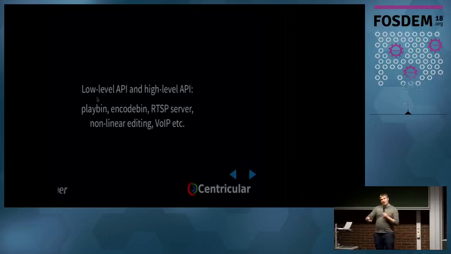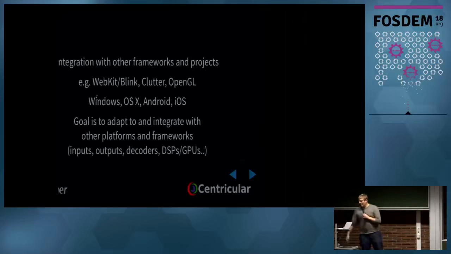We have a low-level API to give you full control. We've got some high-level convenience API for things like playback and encoding and video editing and stuff like that. We have an RTSP server library that lets you easily stream stuff over RTSP, all these kinds of things. And we don't try to make unreasonable assumptions, so you can use it everywhere. You can integrate it in your browser, you can use it in OpenGL applications, whatever you want, you should be able to use GStreamer with it.